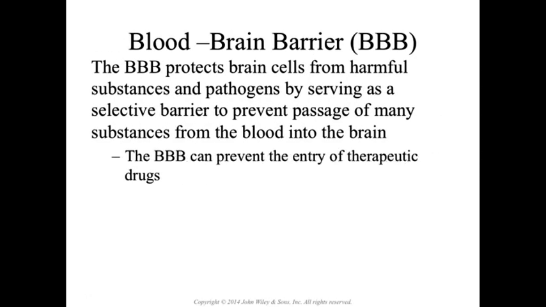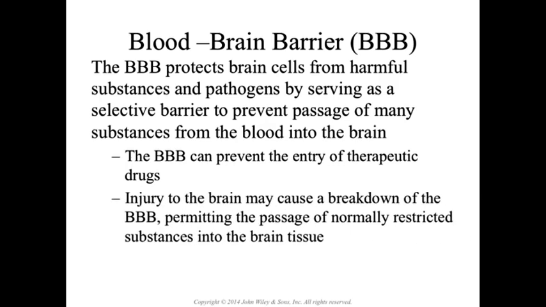Okay, the blood-brain barrier, those astrocytes, remember that? They protect the brain cells from harmful substances and pathogens by serving as a selective barrier to prevent passage of many substances into the brain. The blood-brain barrier, the BBB, can prevent the entry of therapeutic drugs. So usually what they'll have to do is try and find creative ways, since the brain loves glucose, they'll try and drive a certain chemical or drug or pharmaceutical into the brain with sugar or high glucose.